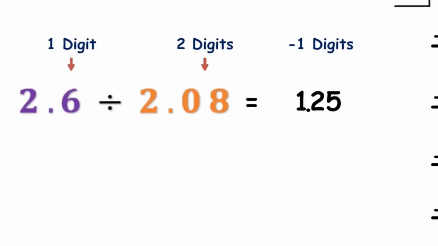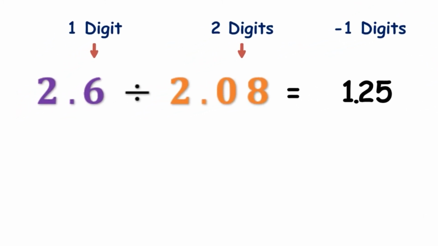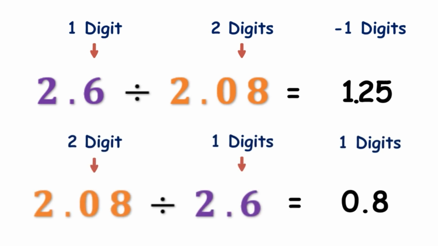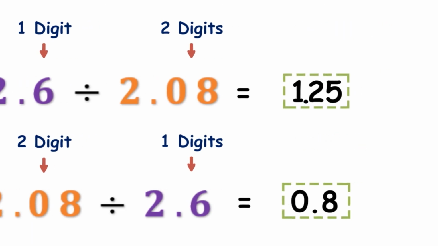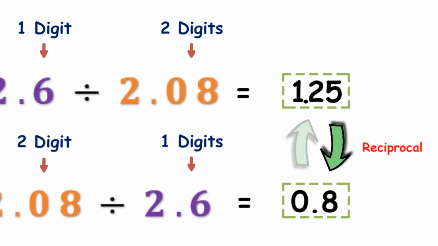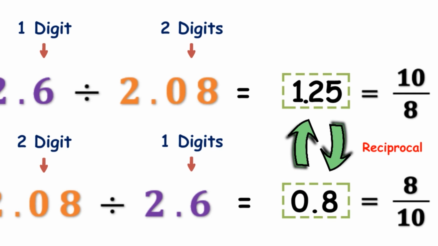Let me conclude it. 2.6 divided by 2.08 equals 1.25, and 2.08 divided by 2.6 equals 0.8. Do you know what is the relation between these two answers? Although they are not equal, they are reciprocal to each other. As we have seen earlier, 0.8 in a fraction is 8/10. So the reciprocal of 8/10 is 10/8. This is a reciprocal. This would be the answer to that one. So in a fraction you can easily predict the answer whether you switch the places.